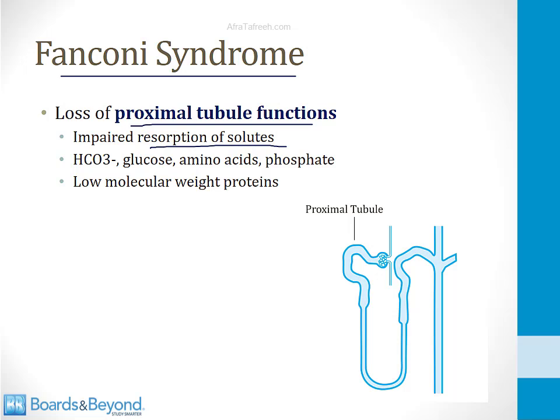Remember, as we have discussed, the proximal tubule is critical to reabsorbing many solutes that the body wants to reclaim. This includes bicarbonate, glucose, amino acids, phosphates, even some small low molecular weight proteins which can be filtered at the glomerulus. They are reabsorbed by the proximal tubule, and all of these things are going to go out in the urine in Fanconi syndrome, and they like to test you on this to see if you understand what the proximal tubule is supposed to do.